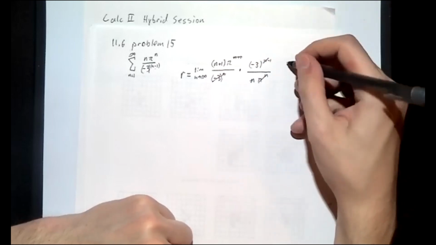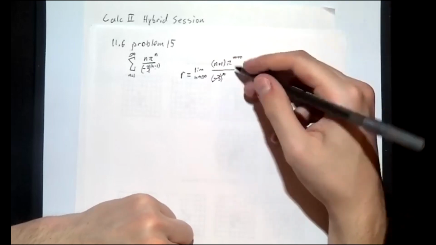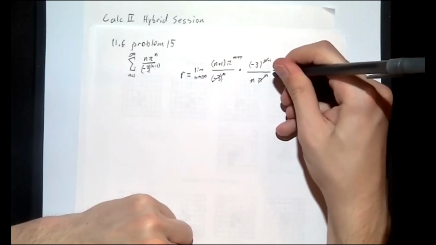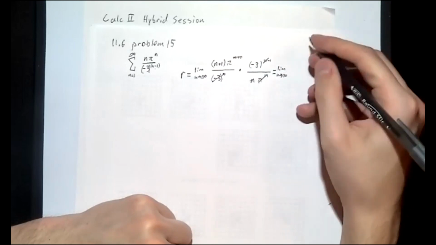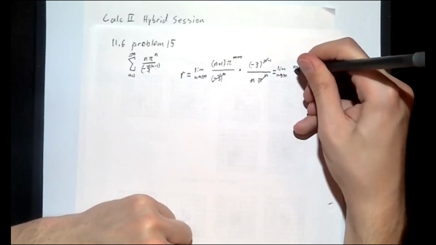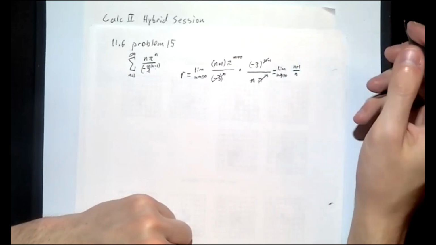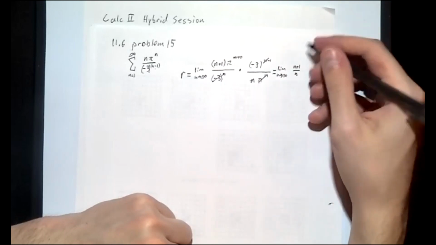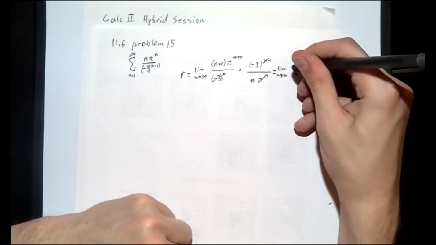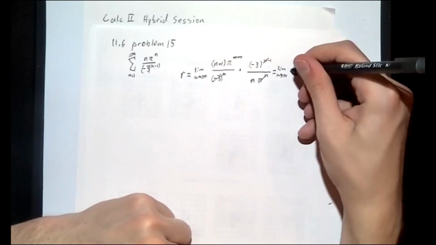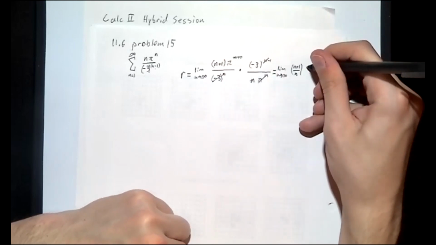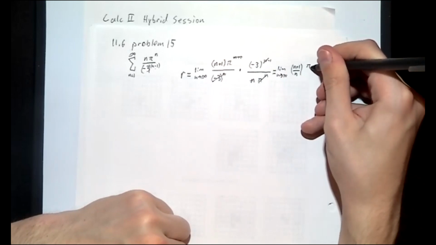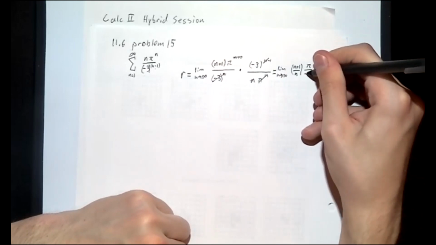Well, yeah. So what we do is we combine. So we have the limit as n approaches infinity of n plus 1 over n. Now this isn't to the nth power, so we're good here. So that's combining that. I'm just going to put those together. And then we have pi over negative 3.